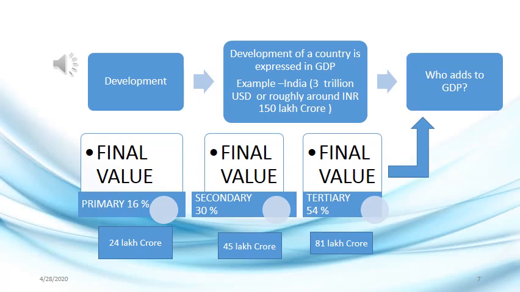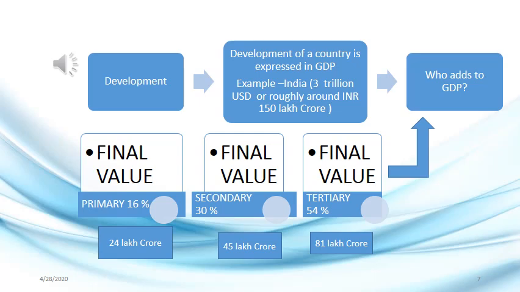So, primary, secondary, tertiary sectors are finally meant for the country's development. Some may produce goods, some may provide service, but finally they all help the country's development in the form of GDP. Now, take India's example. Roughly, India's GDP is $3 trillion US. That is the final value of all the goods and services you produce from all the three sectors. I am not going to classify here who is contributing more, whether primary, secondary or tertiary.